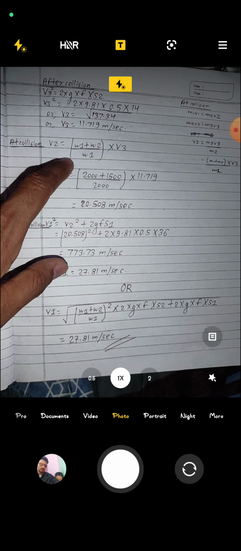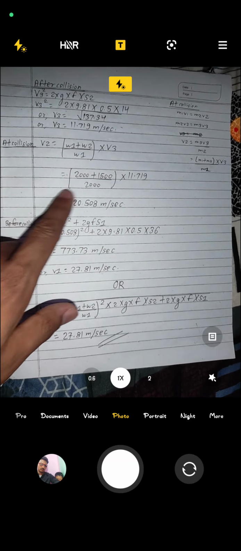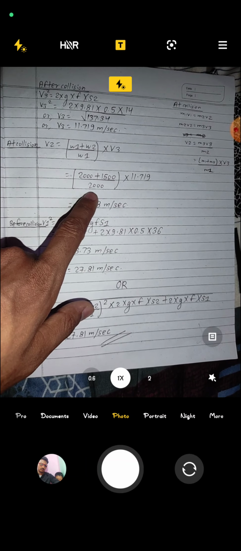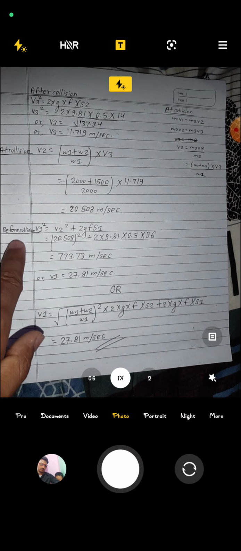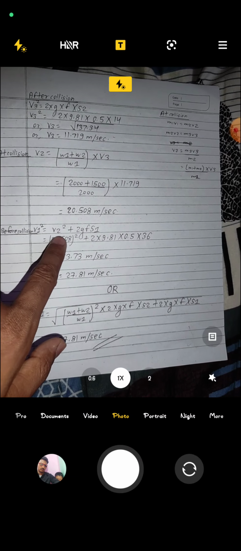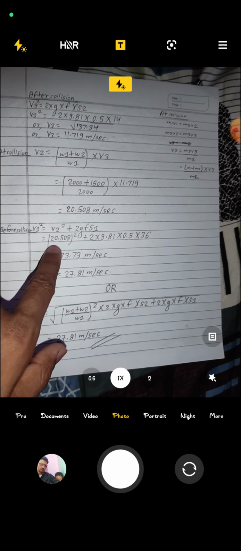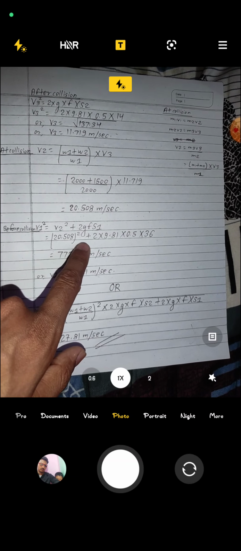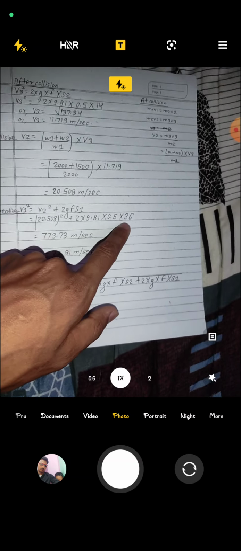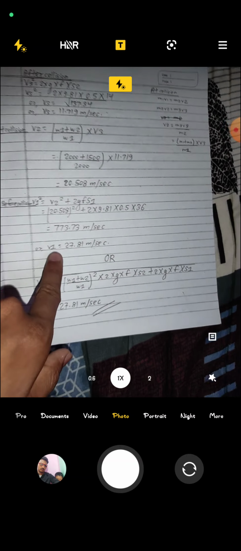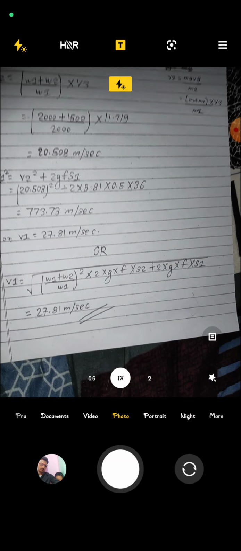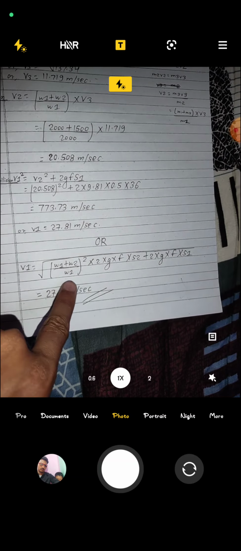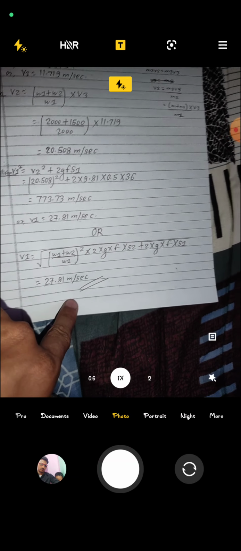At collision, v2 equal to (w1 plus w2) divided by w1 into v3. 2000 plus 100 divided by 2000 into 11.719, 12.305 meter per second. Before collision, v1 square equal to v2 square plus 2gf s1. 20.508 square plus 2 into 9.81 into 0.5 into 36, 773.73. v1 equal to 27.81 meter per second. Even if we apply the single formula directly, the same value comes.